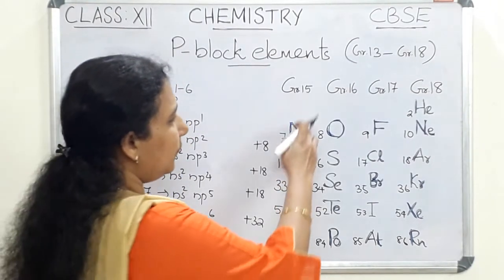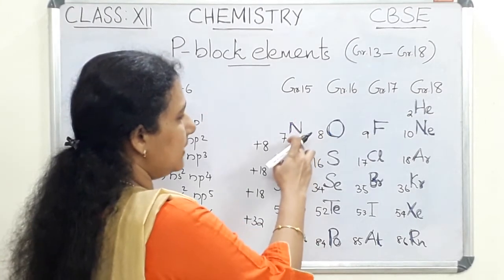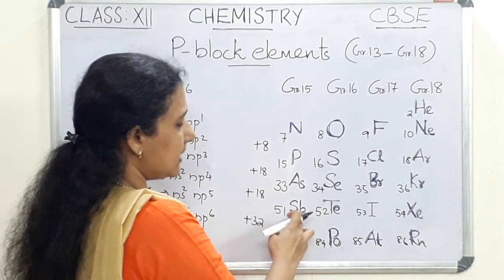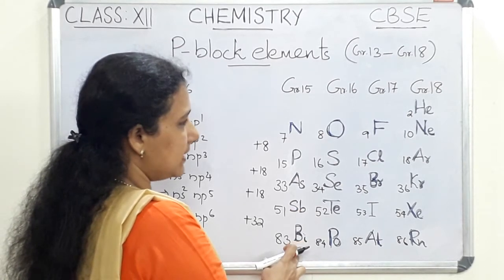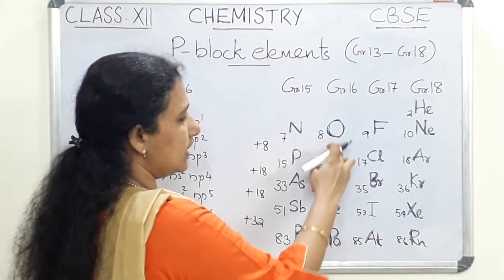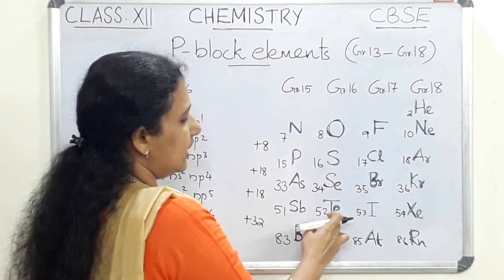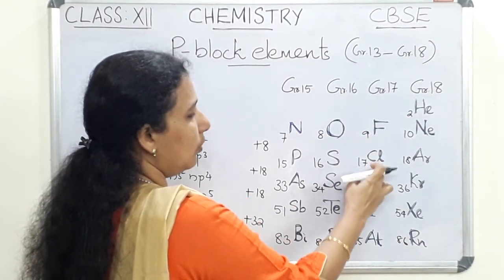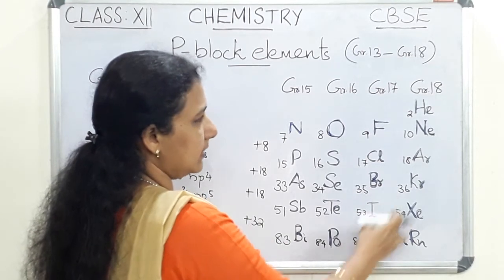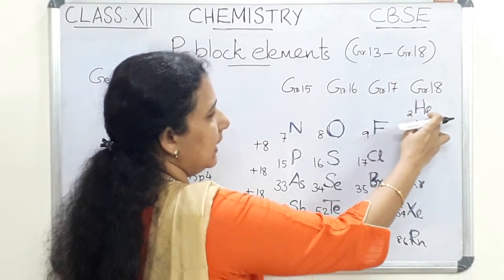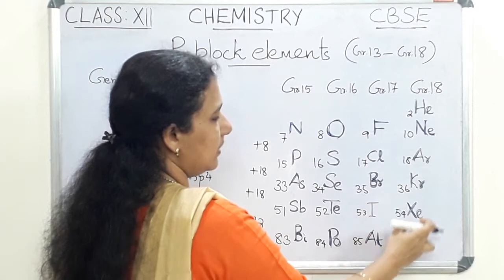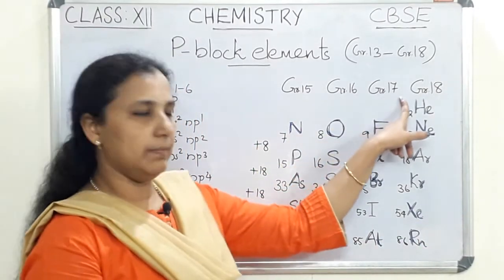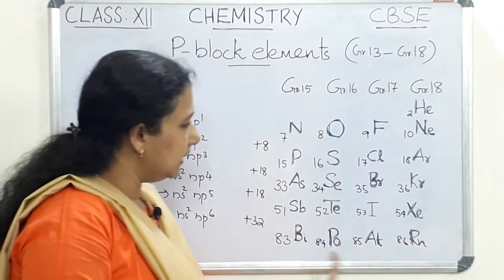Now group 15 elements. Group 15 elements are nitrogen, phosphorus, arsenic, antimony. Sb is antimony, then bismuth. Group 16: oxygen, sulfur, selenium, tellurium and polonium. Then group 17: fluorine, chlorine, bromine, iodine, astatine. Then group 18: helium, neon, argon, krypton, xenon, radon. So group 15 to group 18 elements ആണ് ഈ എഴുതിയിരിക്കുന്നത്.